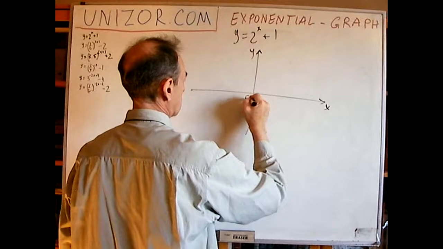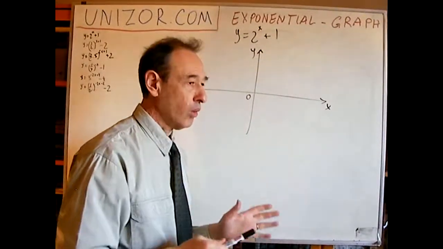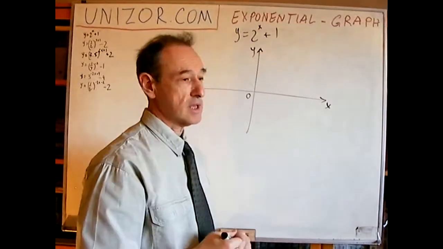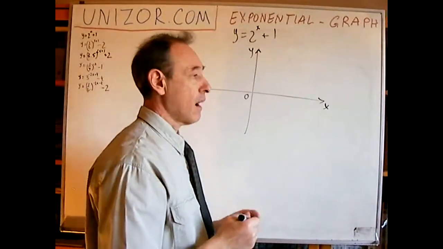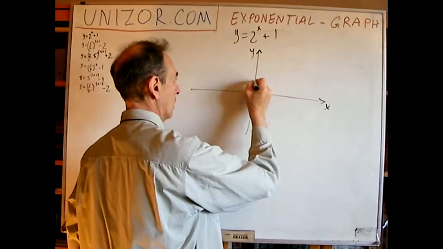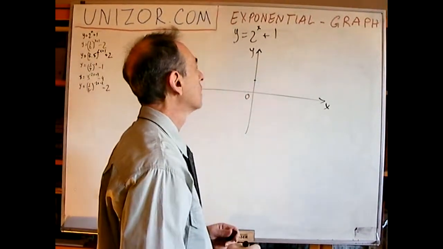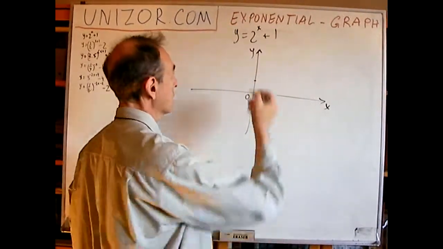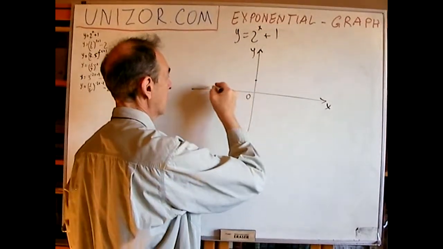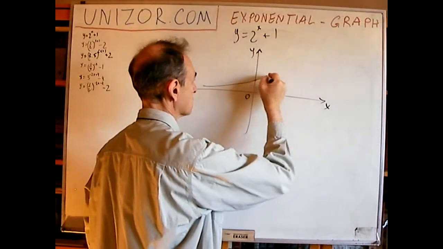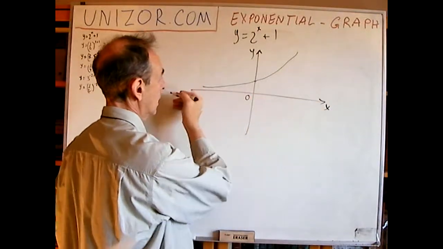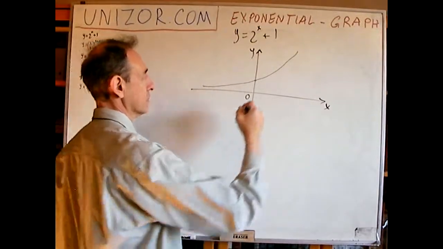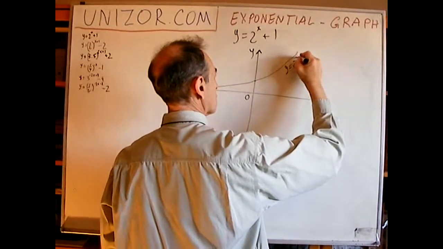X, y, 0. Now, all exponential functions, and in this particular case it's 2 to the power of x, are going through the point 0, 1, because if x is equal to 0, 2 to the power of x is equal to 1. Then 2 to the power of x is rising to infinity as x goes to plus infinity, and goes asymptotically to 0 when x goes to negative infinity. So this is the function 2 to the power of x.